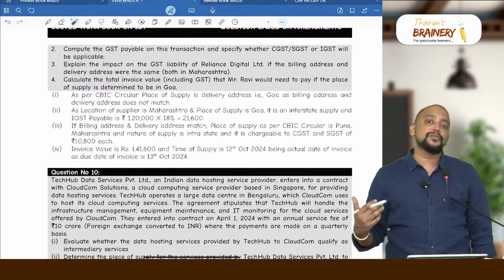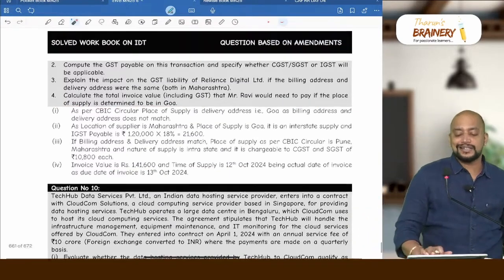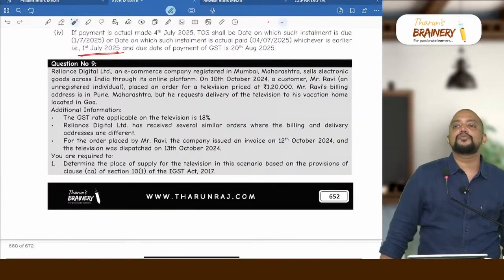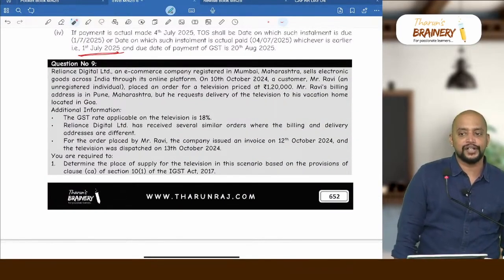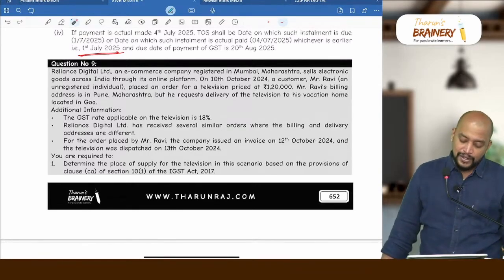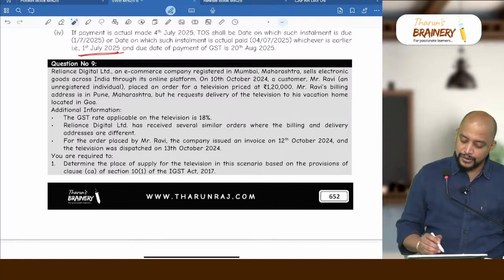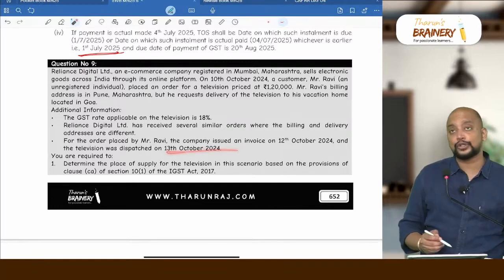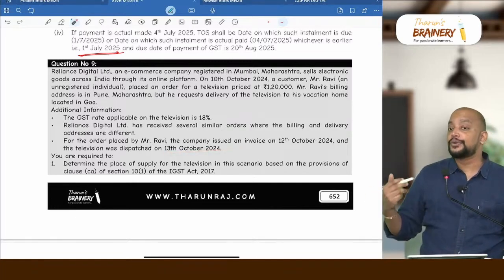And they may also ask about time of supply. What will be taken as time of supply? Is it supply involving movement of goods or supply not involving movement of goods? Supply involves movement of goods. So, what will be taken as the due date of invoice, at the time of removal? What is the time of removal? So, that is 13th October. So, 13th October is the due date of invoice.